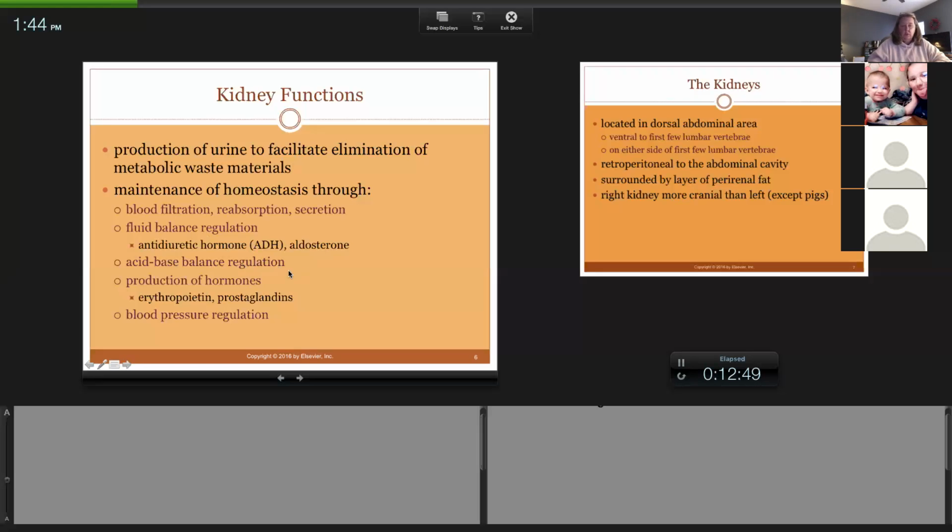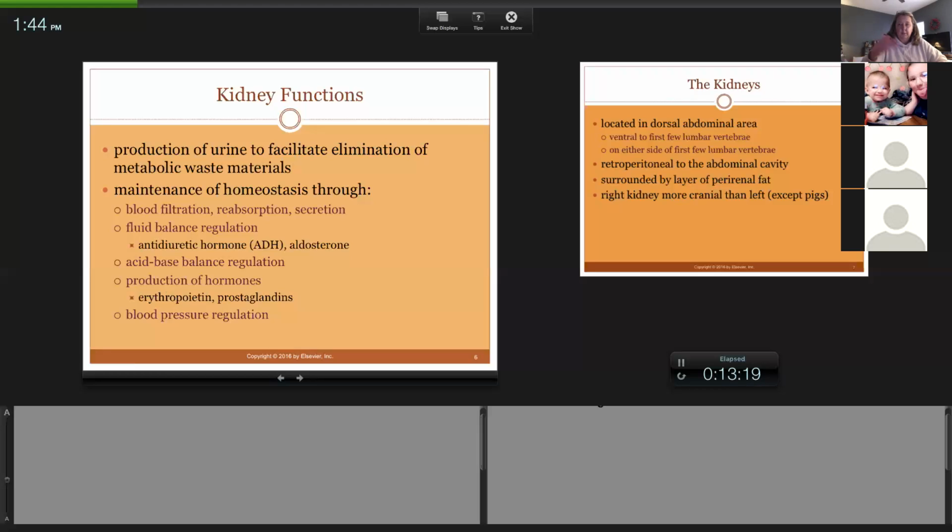Acid-base regulation. So maintaining blood pH and that acid-base balance is key for cellular function. Remember, we want the blood to be typically base, and anytime we get into an acidosis or an alkalosis, the kidneys are going to have a role in maintaining it.